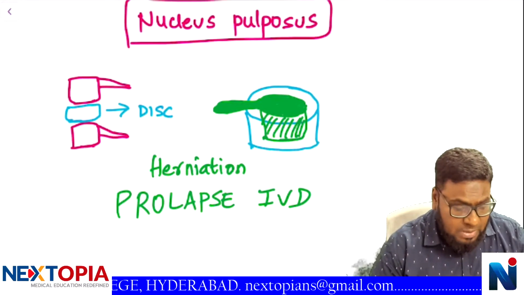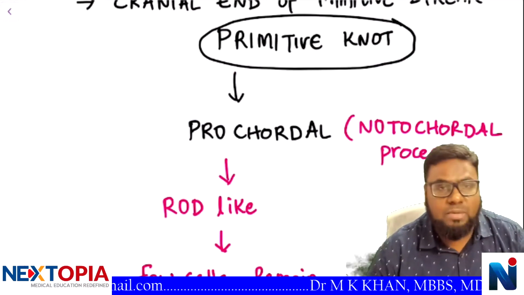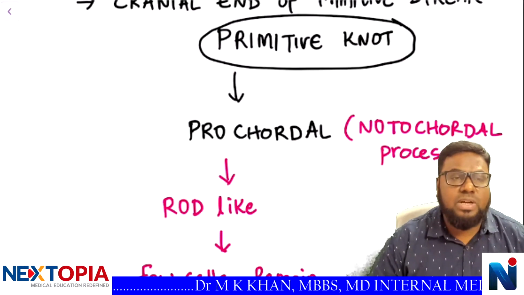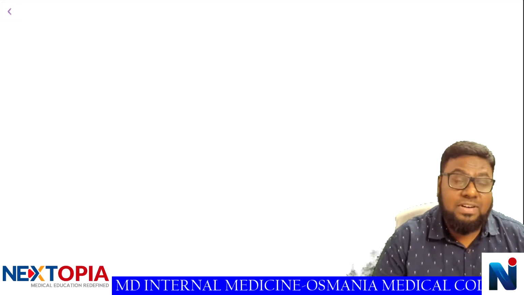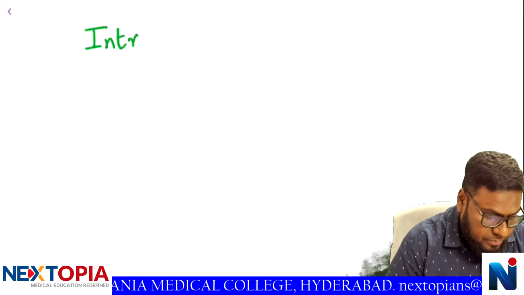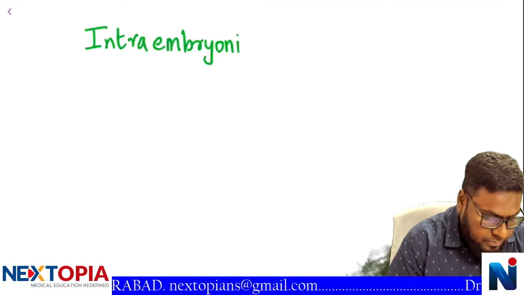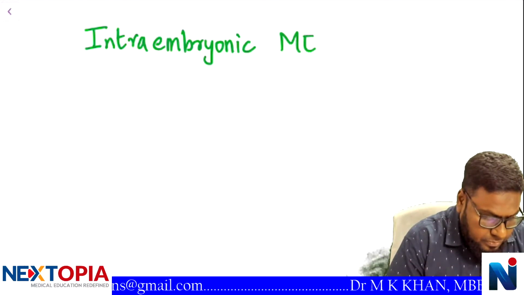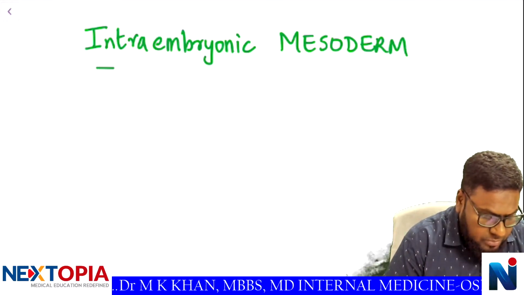So this nucleus pulposus is derived from where? It is derived from the notochordal plate. And where is this notochordal plate derived from? From the primitive knot. This is what we are going to study today. We will also talk about one important point which we left in our last class, that is intraembryonic mesoderm. We'll see what this intraembryonic mesoderm is all about.